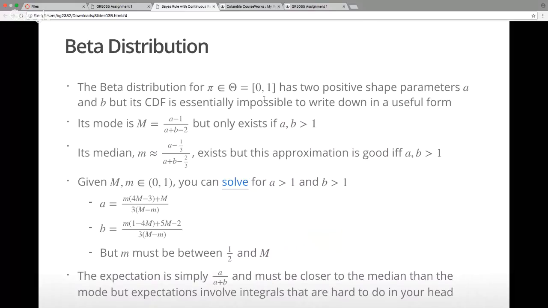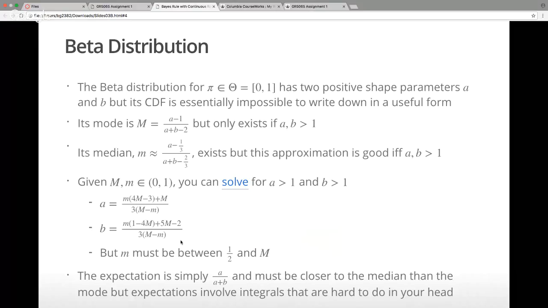And I gave a link where, if you don't trust yourself to solve 2 equations and 2 unknowns, you can do it on Wolfram Alpha, which is totally fine. It also tells you the condition that the median has to be between 1/2 and the mode. The expectation of a beta distribution is A divided by A plus B, and that has to be closer to the median than the mode.